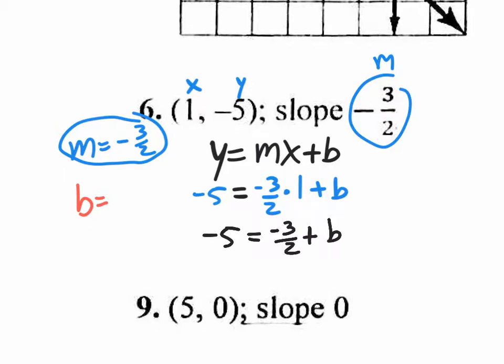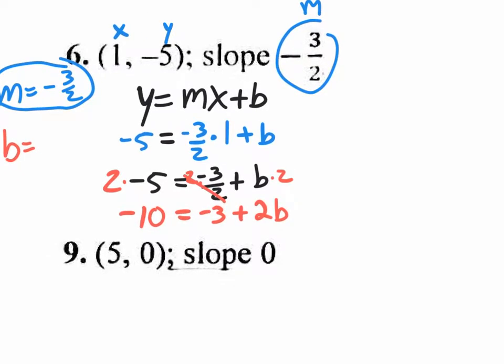Now, if you get confused with the fractions, we could get rid of the fractions temporarily by multiplying everything by 2. That way the 2's cancel and there's no more fraction. So my new equation will be -10 equals -3 plus 2B. And then I want to add 3 to both sides to start solving for B. Add 3 here, add 3 over here. I'm going to have to rewrite my equation up here, what I have left. -10 plus 3 is -7 equals 2B.